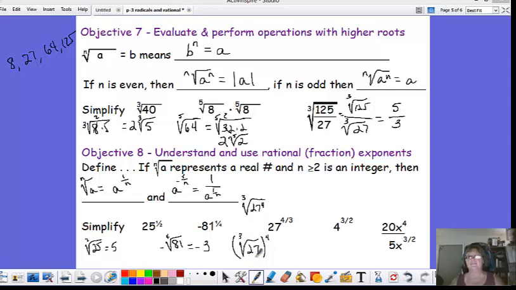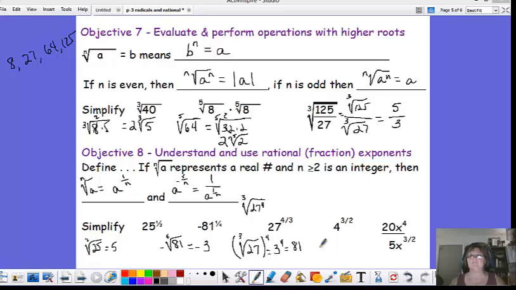To me, this is the easier representation because the cube root of 27 is 3, and 3 to the 4th power is 81. It's 3 times 3 times 3 times 3. Okay. That's my favorite representation. The index is the number on the bottom. The number on top, the numerator, that's the power that you need.